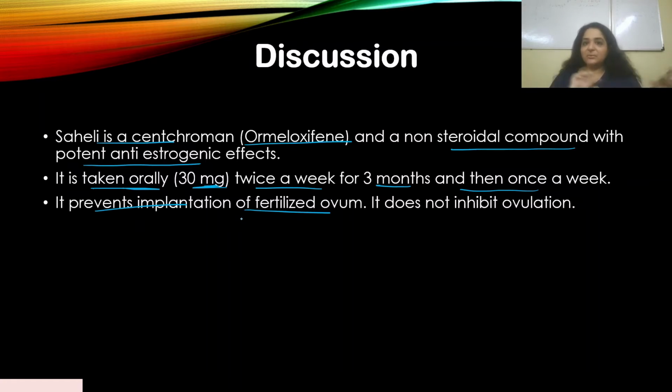Like I told you, there are different ways by which these contraceptives have been created, to come around the whole normal situation of menstrual cycle and pregnancy. That's why it's important to understand what a normal situation is, to be able to go around it and create a product that will prevent these things from happening if you want to avoid it, obviously in a safe and healthy manner. And of course there are side effects also for every drug that you take. So in this case, Saheli prevents implantation of fertilized ovum, and it does not inhibit ovulation. Please remember that.